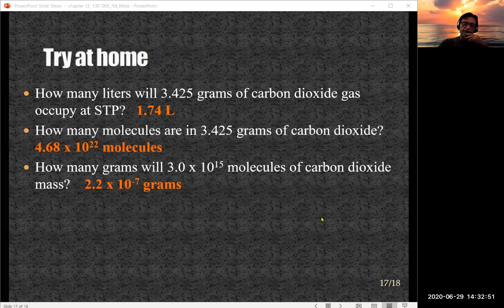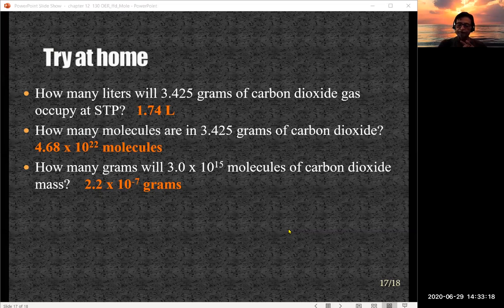Okay, try these at home, work these out. Here's the answer for you. The first one says, how many liters will 3.425 grams of carbon dioxide occupy at STP? If you set that problem up, you should end up with 1.74 liters. Okay. Second question asks, how many molecules are in 3.425 grams of carbon dioxide?